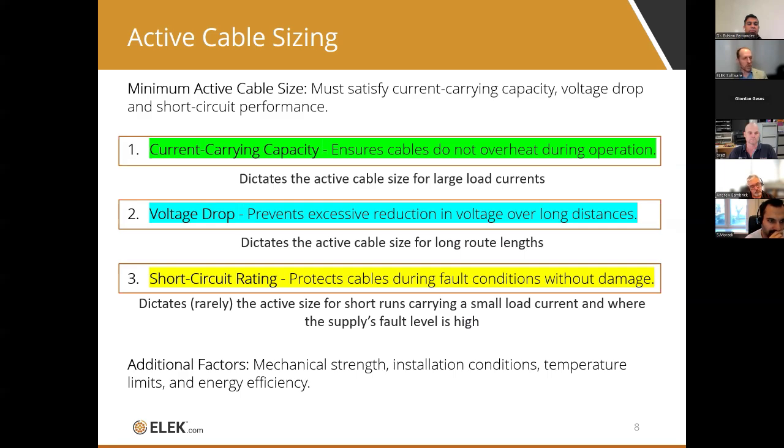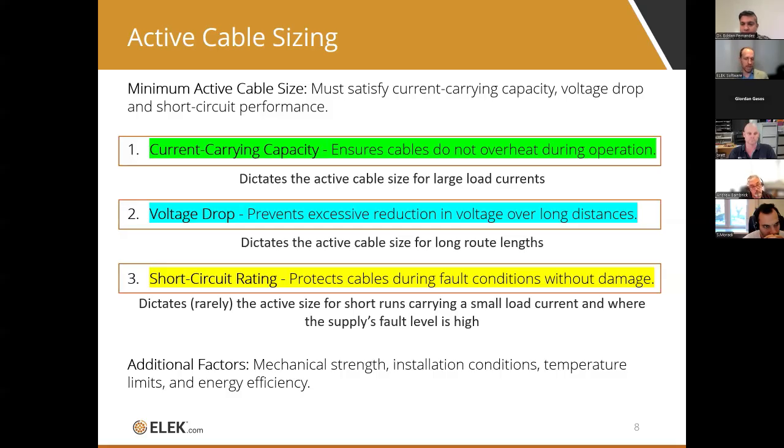And then there's short circuit rating or short circuit performance. This protects the cable during fault conditions. It rarely dictates the cable size, but it can when the cable run is short and when the fault level is quite high. It's a rare condition, but I'll show you one of those conditions when we talk about short circuit ratings. So to size a low voltage active cable, we need to meet all three conditions. The cable size must meet all of the three criteria.